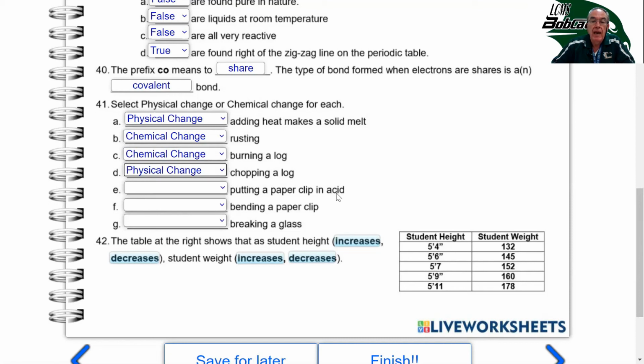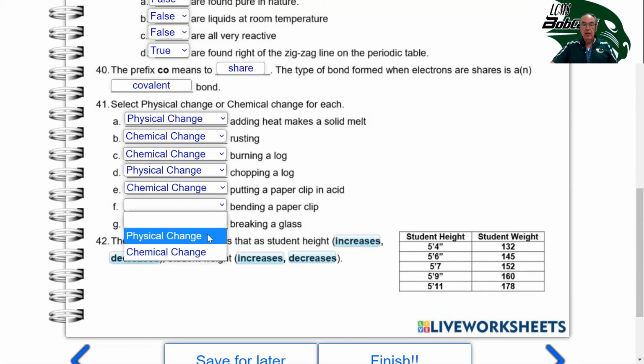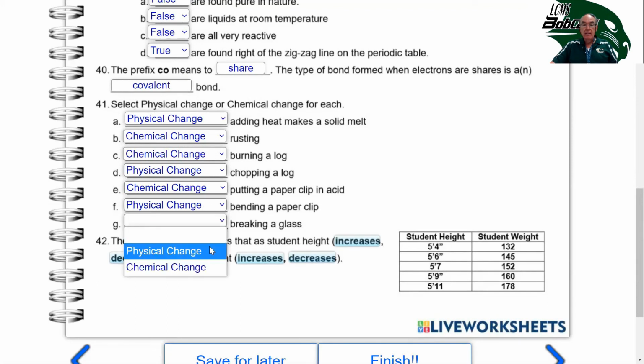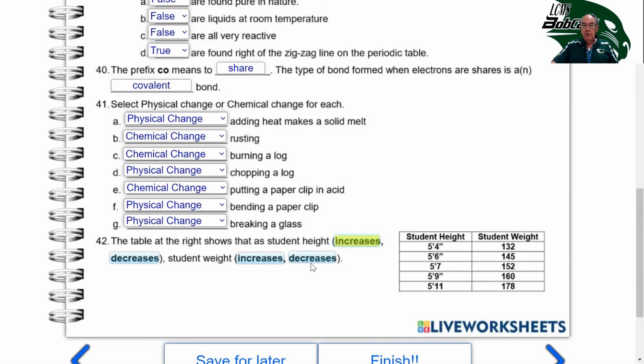Putting a paper clip in an acid, okay, it reacts with the acid, so that would be a chemical change. Bending the paper clip changes its shape and only its physical properties, so that's physical. Breaking glass is a physical change. It doesn't make a new substance. You just have broken pieces of glass, but they're all still glass. The table at the right shows the student's height increases, their weight also increases.